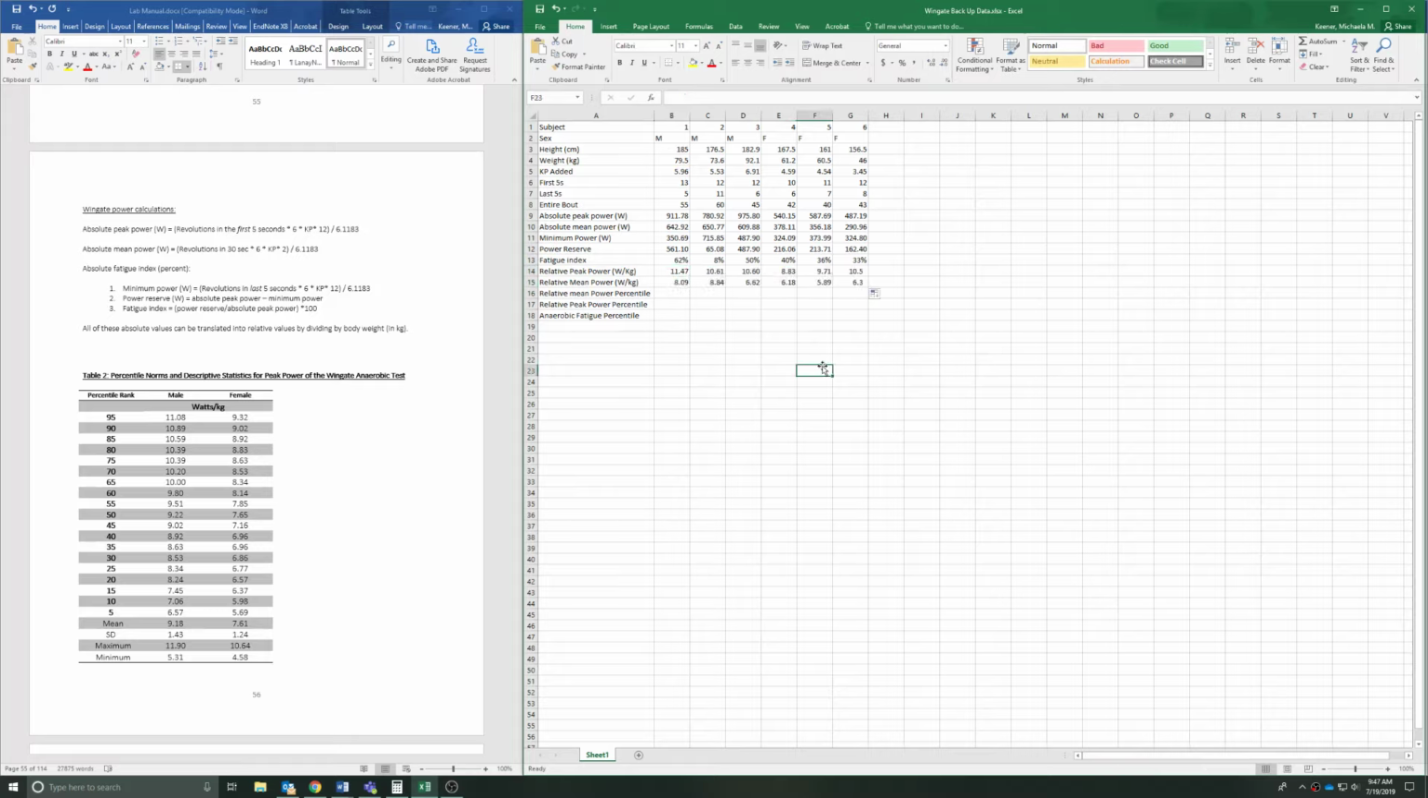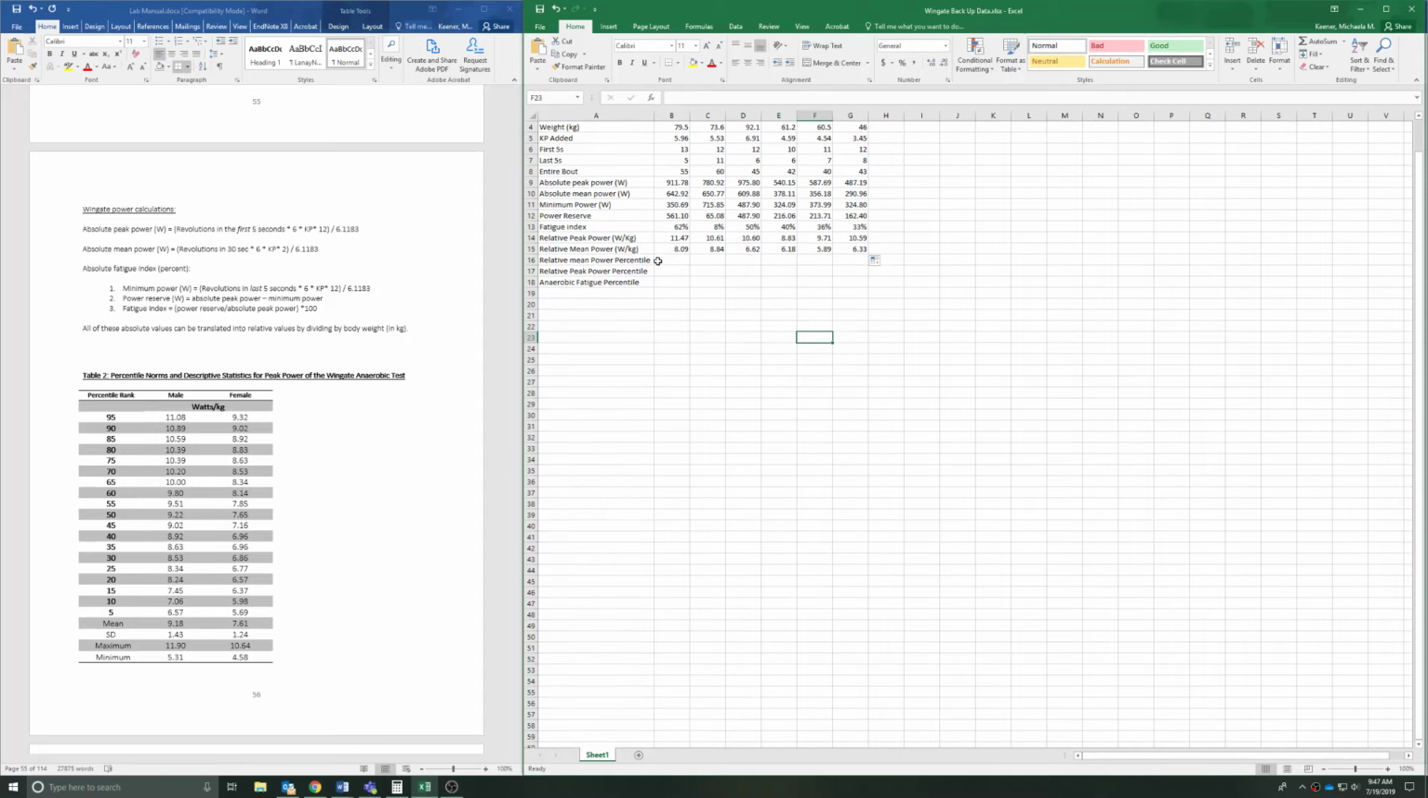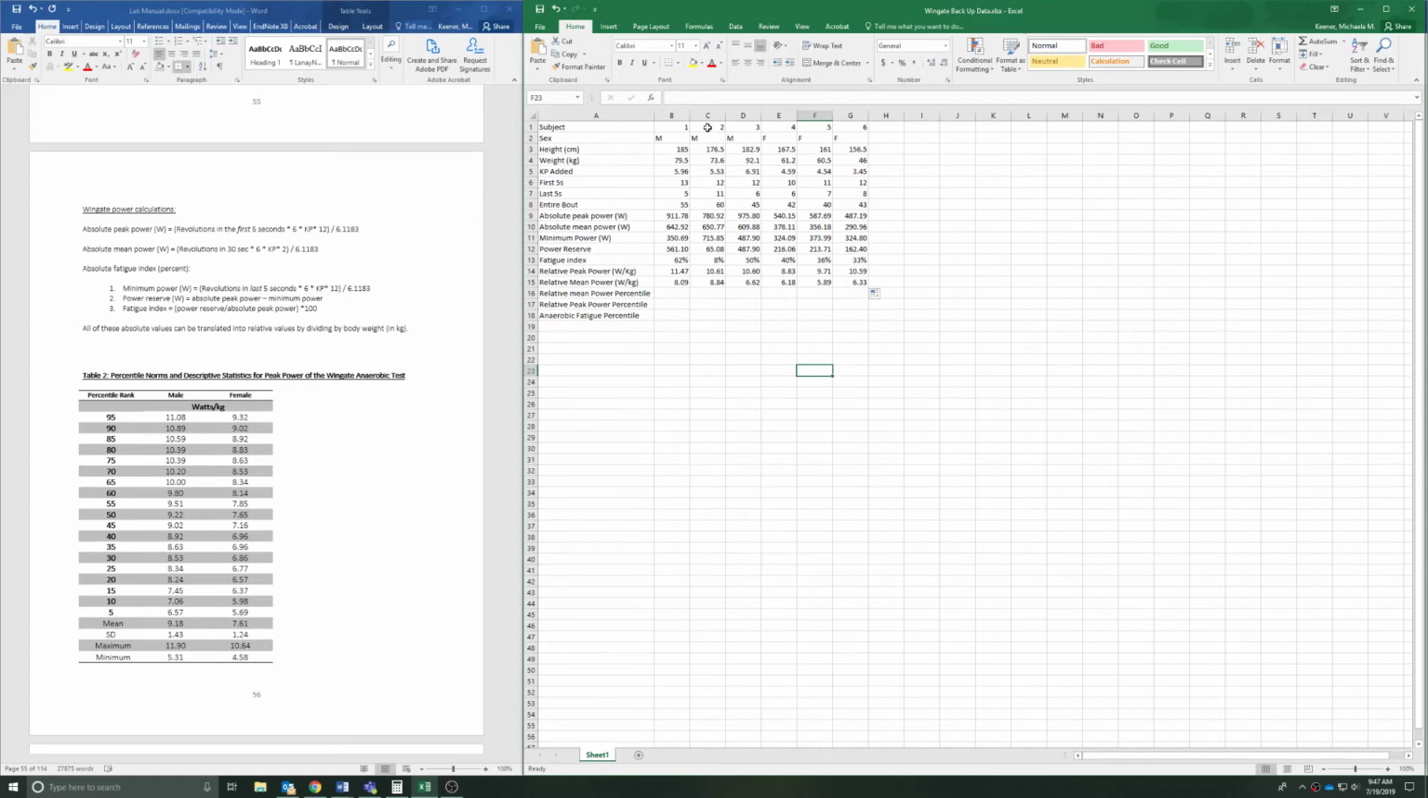And drag them across. So now you have to determine their relative mean power percentile. And so this is based on this first chart. And so these first three are males. And based on their relative, you determine where they are. So first subject, male subject, was at 8.9. So that put him at 15. And then you just go through and do that.